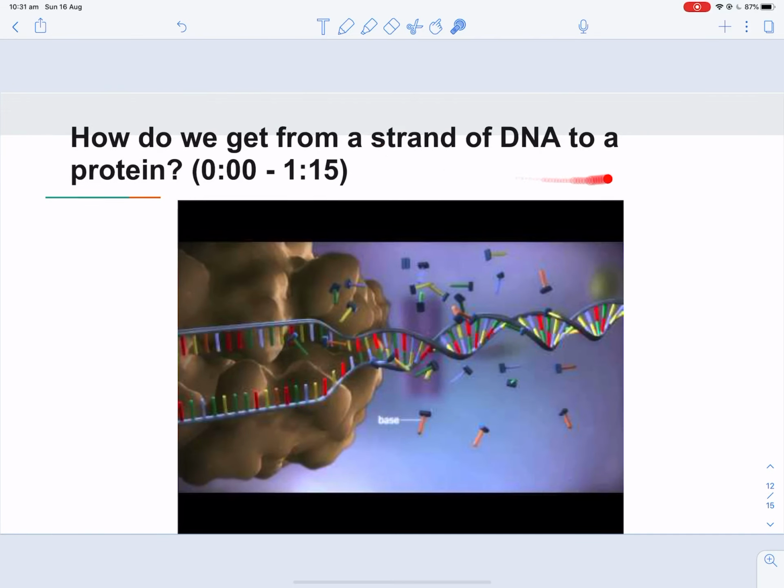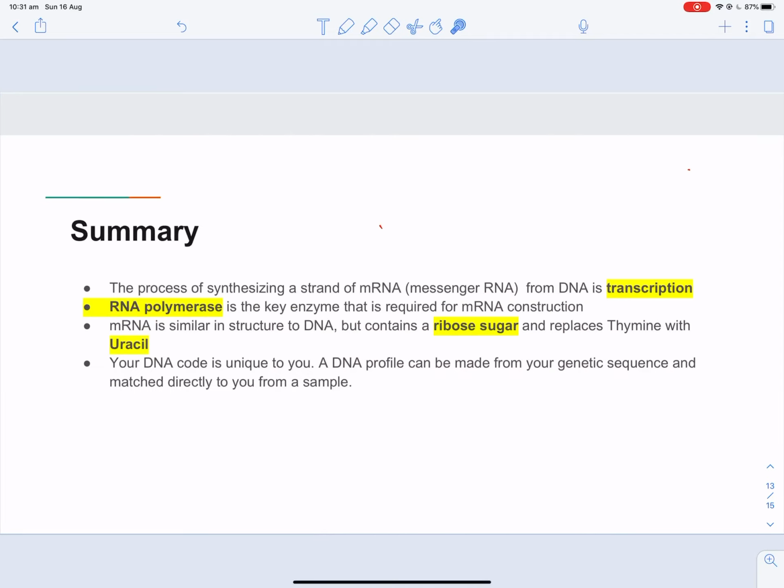So how do we get from a strand of DNA to a protein? This is a great video that illustrates it, and you'll see this piece of RNA polymerase moving along the gene and adding on these complementary nucleotide bases to the template strand, which will end up having the exact same order as the coding strand. So I'll leave the link for that video on your worksheet and have a watch from 0 to 1:15.